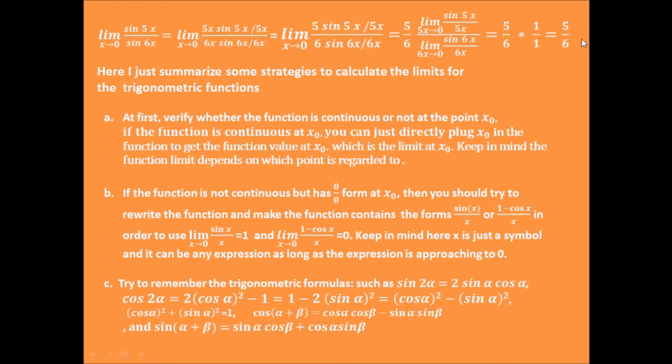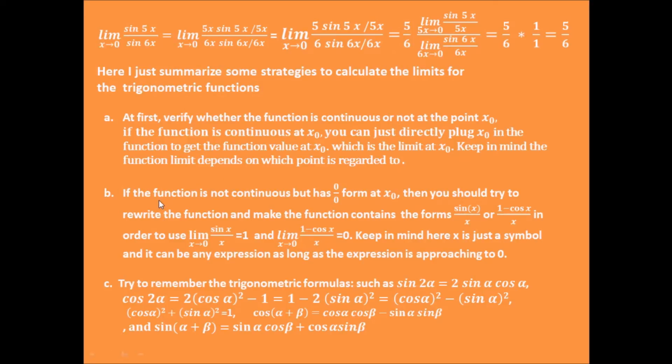Now, let me summarize some strategies to calculate the limits for trigonometric functions. At first, we have to verify whether the function is continuous at the point x0. If the function is continuous at this point, then you can just directly plug x0 into the function to get the function value at this point. So the function value is the limit.